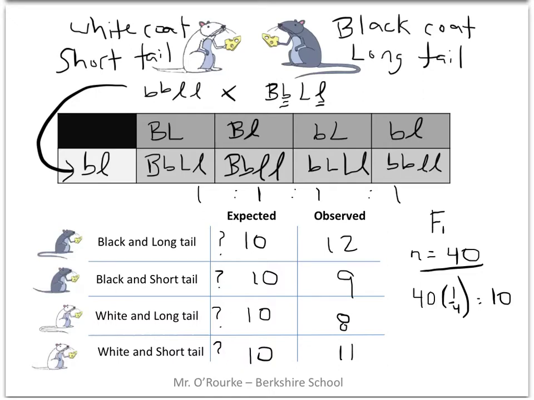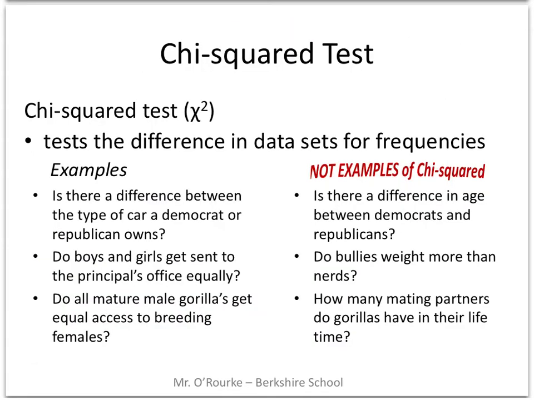So let's see what we would do. And before we even do the math, let's just talk a bit about what chi-squared is and what it isn't. So the chi-squared test is pretty straightforward. It's simply something that's testing the difference between the expected and observed ratios, and it can be used in a very specific circumstance, and that is when you have types of data that are categorical, types of data that have counts to them, types of data that are frequencies.